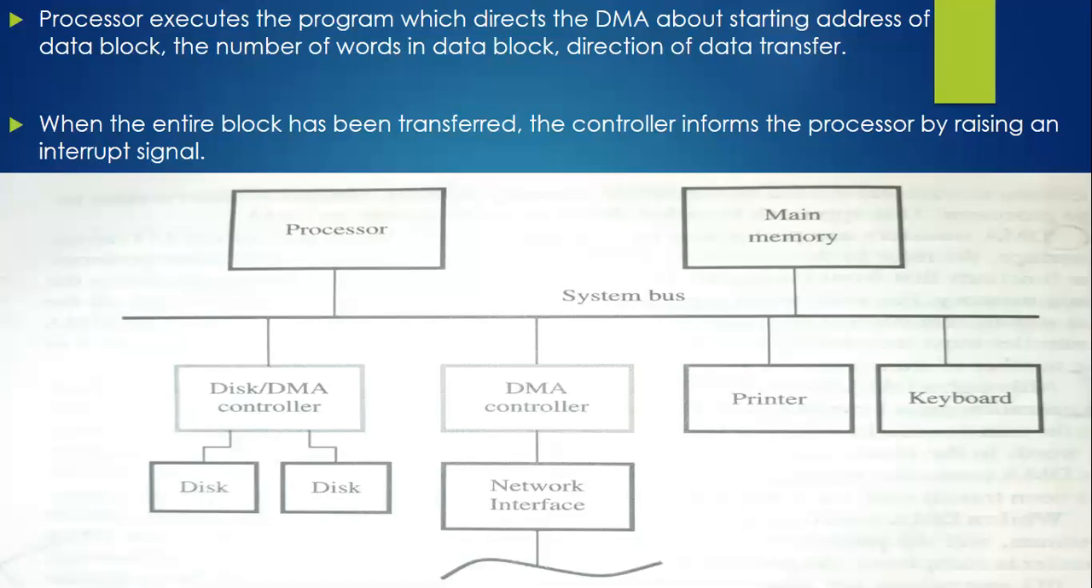Now, what is the job of DMA? After receiving these three parameters from the processor, DMA will start transferring the data beginning at that particular starting address, and it will continuously transfer that file to the direction of data transfer location, like the E drive, because it is also mentioned.